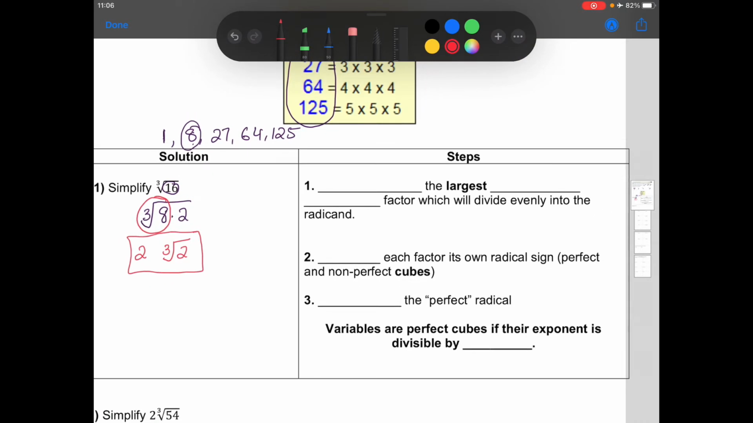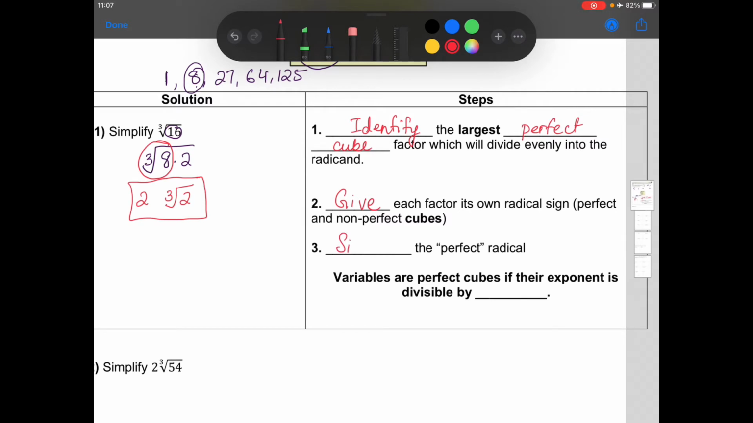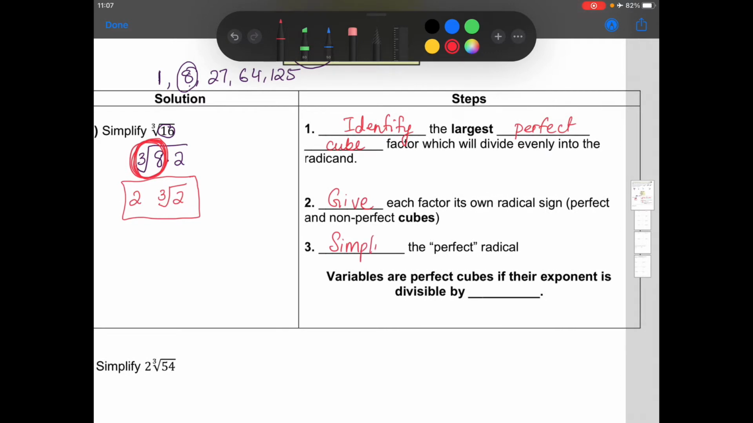So let's quickly try to fill in the blanks. Identify the largest perfect, we're working with cubes, so perfect cube factor, which will divide evenly into the radicand. Then give each factor its own radical sign, the perfect and the non-perfect cubes. And then what? Simplify, which we did in this part when we said the cube root of 8 is 2. Simplify the perfect radical.